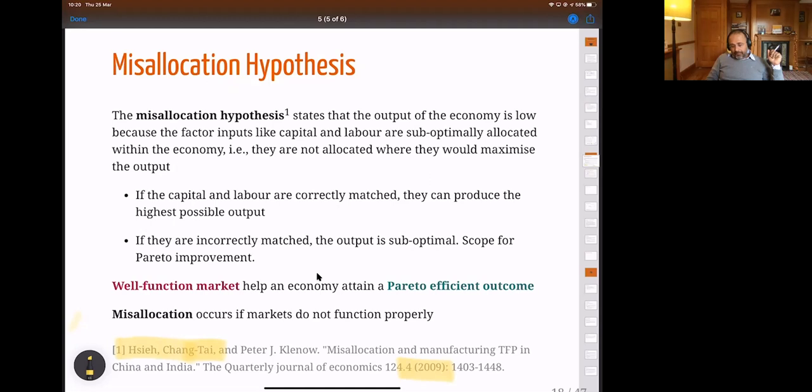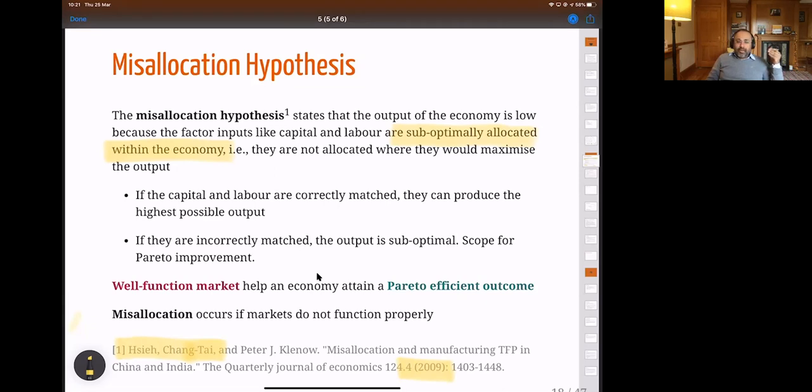Right. So the misallocation hypothesis states that the output of the economy is low because the factor inputs like capital and labor are suboptimally allocated within the economy, which means capital and labor do not find their optimal use, right? So what does that mean? That means you're running a coffee shop, you want to hire a manager, you can't find the right manager. You're running a coffee shop, you want to buy the equipment for your coffee, you can't buy the right equipment, right?